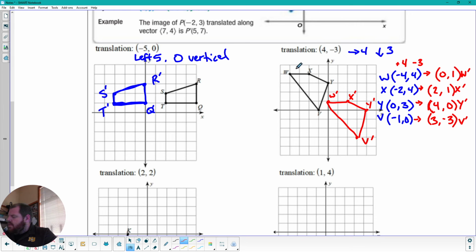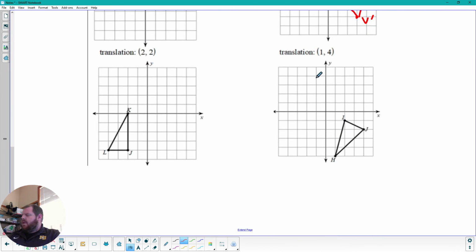And again, we could have just taken W and moved it right 4 and down 3. 1, 2, 3, 4, down 1, down 2, down 3. And we could have done that with every point, and we would have gotten to the same spot. Okay, so you kind of pick which way you want to do that, and I'm okay with it.